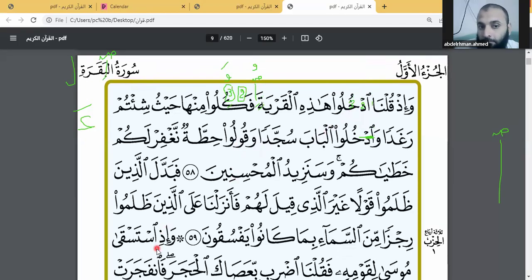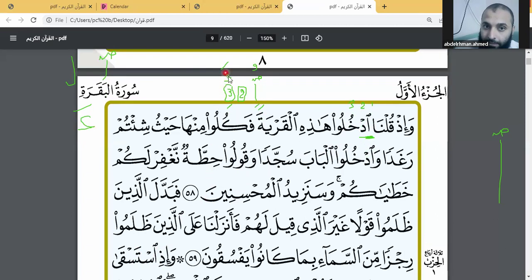How about this one? There is no lam, so I have to look at the third letter. Third letter is ta. Ta dhamma or fatha or kasra, it's ta fatha. So should we add fatha? No. We said here, if the third letter has fatha, also add kasra. So it will be istasqa.